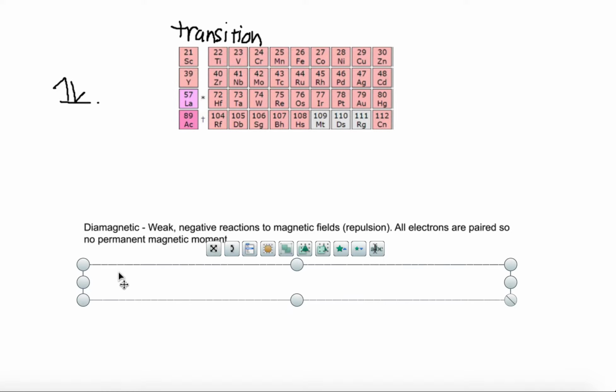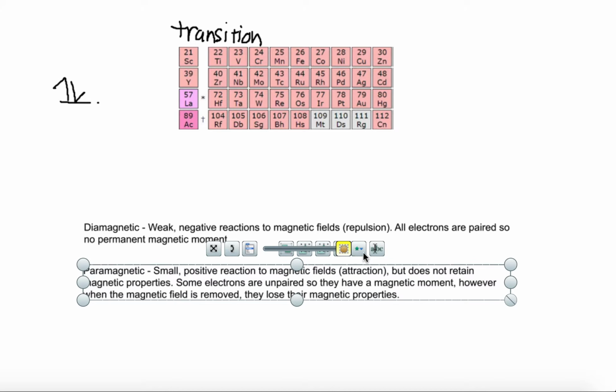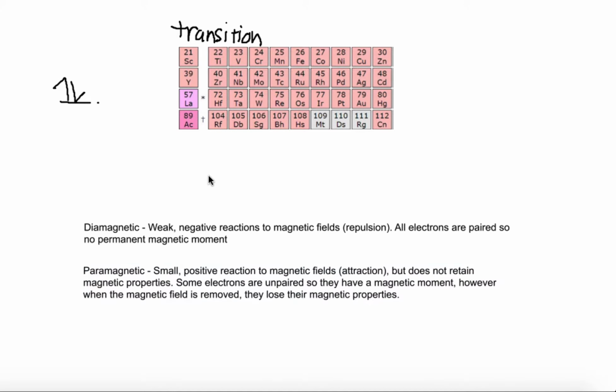Now, if we take a look at another type called paramagnetic, these are where the metals are actually more reactive to magnetic fields. They get attracted to them. This is because they have an unpaired electron. An unpaired electron is an electron that, as the name suggests, is not paired up. Most elements and most substances actually fall in this paramagnetic range because not every element has a paired electron. So let's take a look at oxygen.